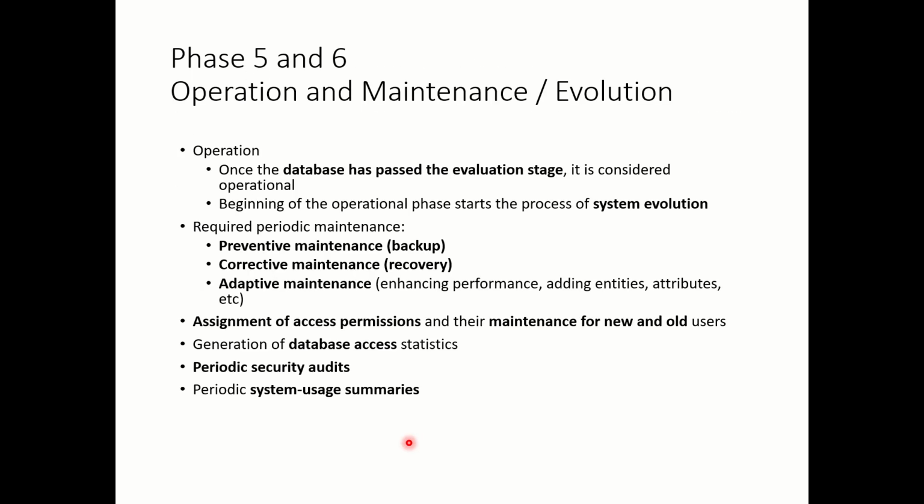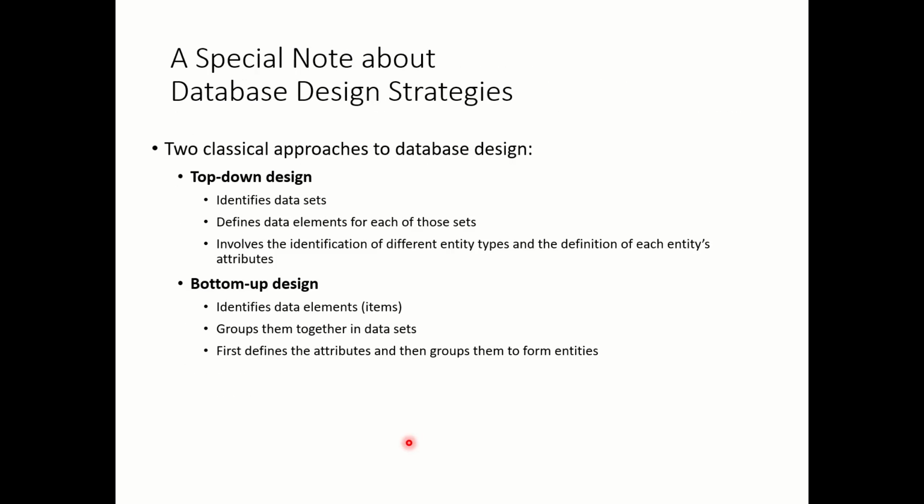Now the database design can be done based on two different approaches. One is the top-down approach and the other is the bottom-up approach. In the top-down approach, you identify the data sets and data elements, then come out with entity types and relationships. In bottom-up design, you already know what has to be done, so you move in the opposite, reverse order: you take the data elements, group them together, and then come out with the design.